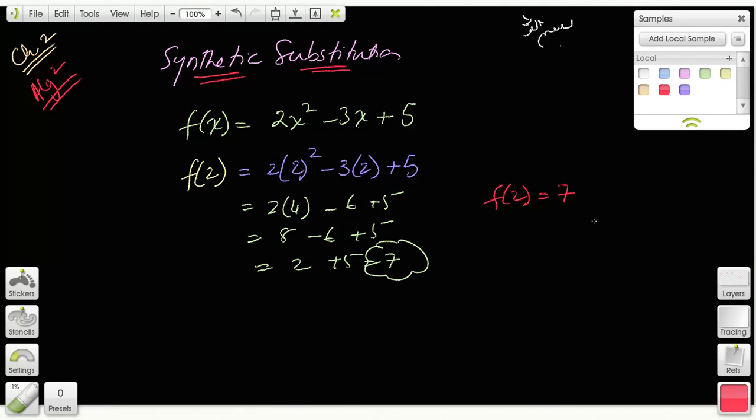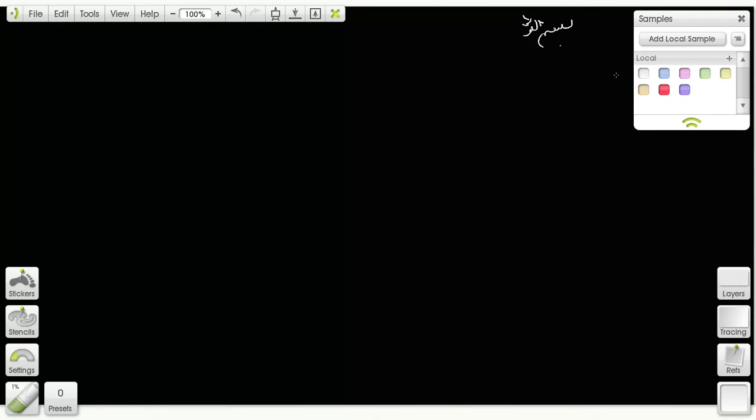In other words, if we were to graph this, the ordered pair (2, 7) would be on this graph, okay? So if we wanted to find out what f of 2 was, we basically just substituted that in the function to find the value, right? That's easy enough. Okay, but now we're talking about polynomial functions, which can be quite big.